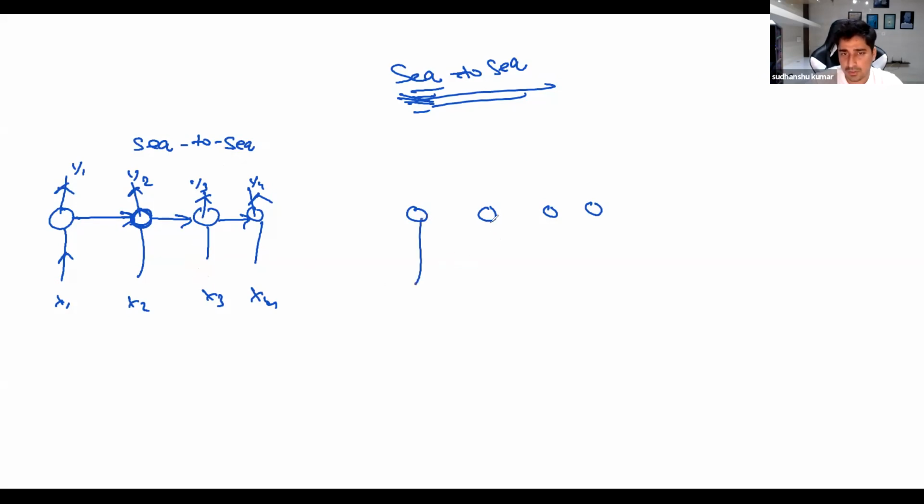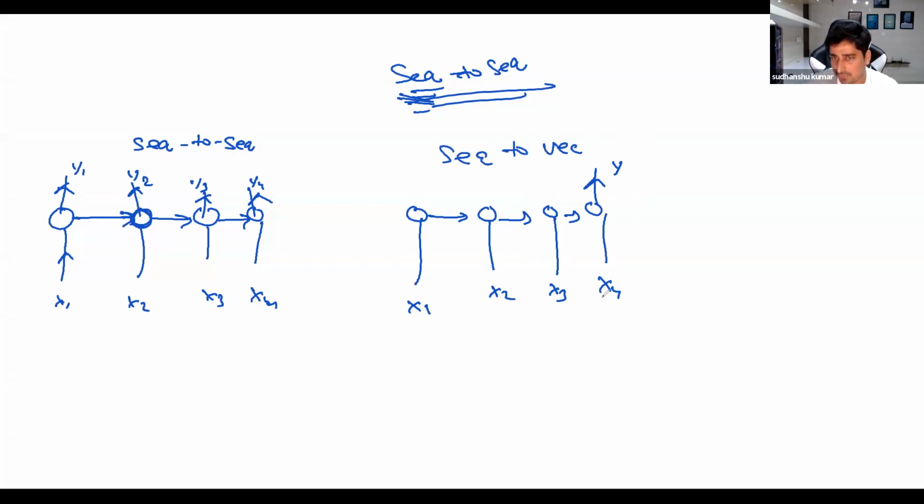Now you can design a network where you pass this, and this is how it is connected. So x1, x2, x3, x4, and it will give you just one y. This is nothing but what is called seq to vec. Seq to vec means you pass a sequence of data at a time, and you get only one output. Again, this is the kind of diagram, the kind of architecture which is possible.